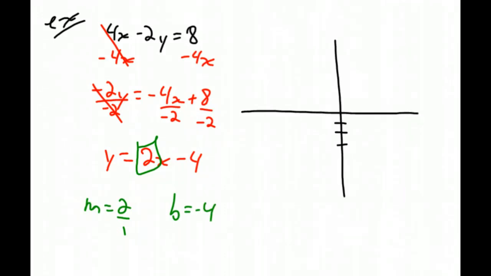So 1, 2, 3, 4. 1, 2, 3, 4. Positive 2, negative 2, positive 2? That's good. So again, start with your y-intercept. Put that on your graph first. So at negative 4, you cross your y-axis. Then your rise is up 2 over 1. So I'm going to go up 2 over 1. Do it again. You can do it again if you want to. Oh, that's not a very straight line.